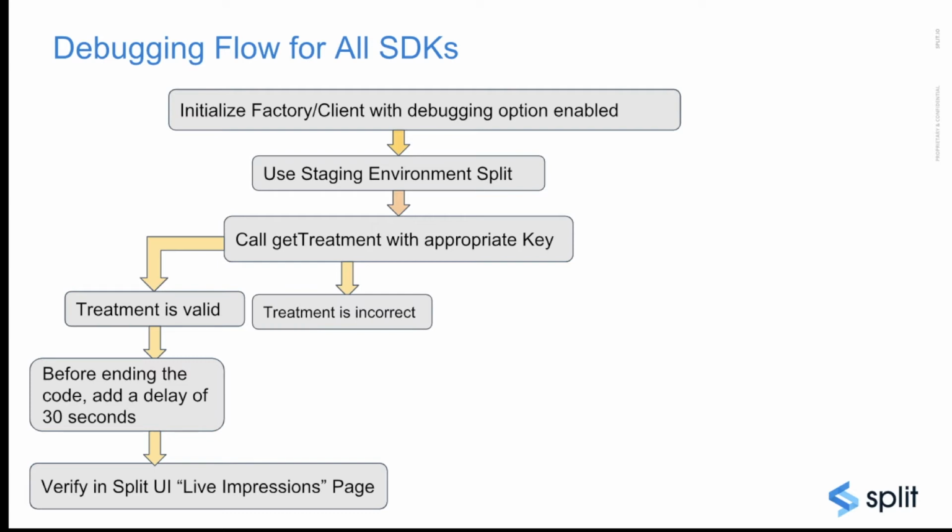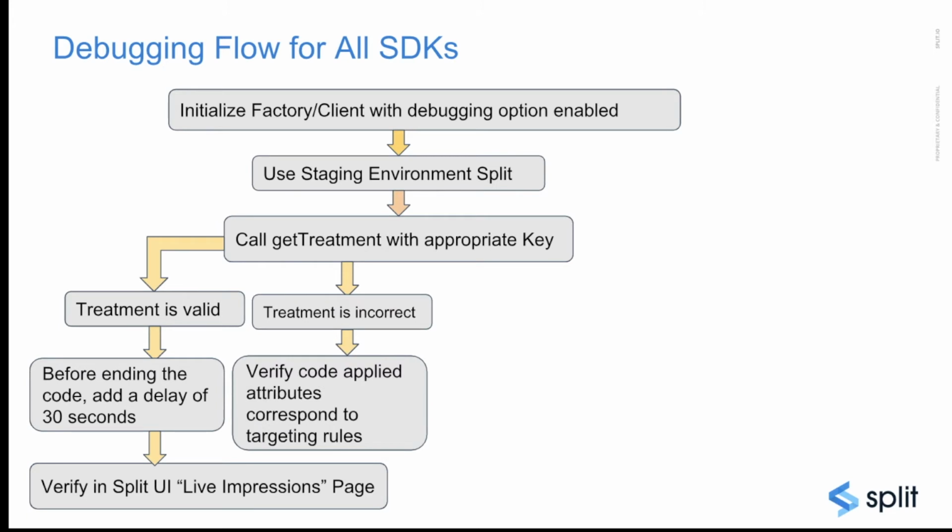Now, if the treatment we're getting is not correct, but we are getting a treatment, for example, off versus on, and we think we should get on, usually there is a targeting rule applied. For example, the user has an attribute of country, and if the country equals US, then the user will get the on treatment. We just need to verify that we're actually applying that attribute in our code. Without applying the attribute in the code, we will always default to whatever default treatment is set up in the split. So once we fix that, we do the getTreatment call again.